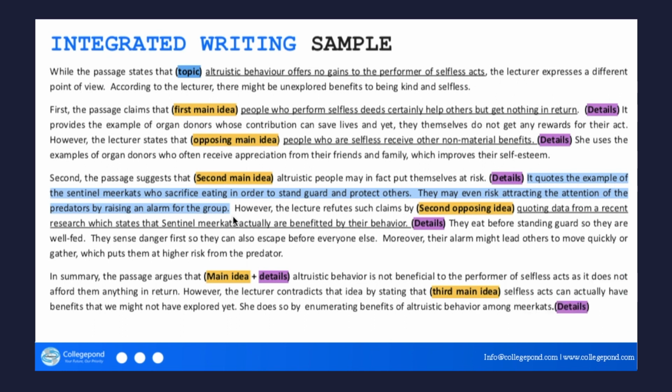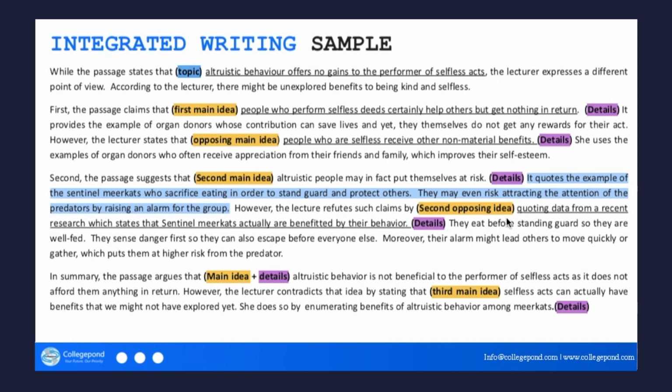Once you give details for the second main idea, then you present how the lecturer is opposing that particular point which is made in the passage. So you can talk about the second opposing idea. Now you think about the second point in the right side of the column of the table that you just saw. What you will be doing is taking the second opposing idea and giving some more details about it.